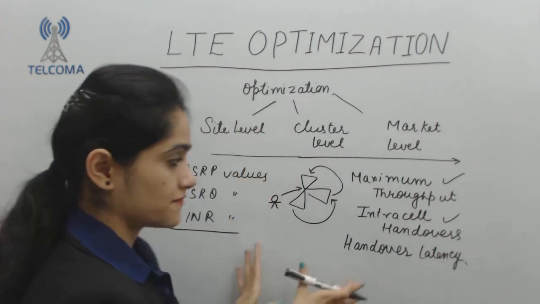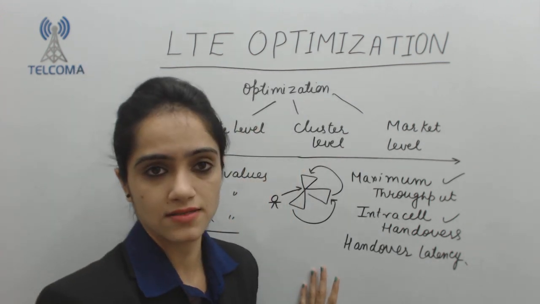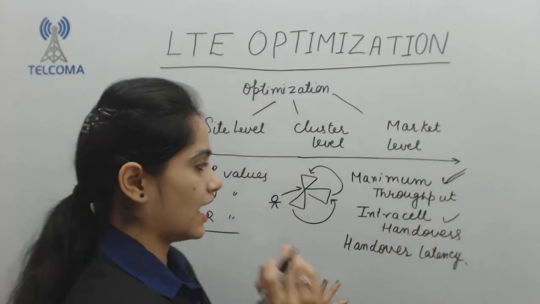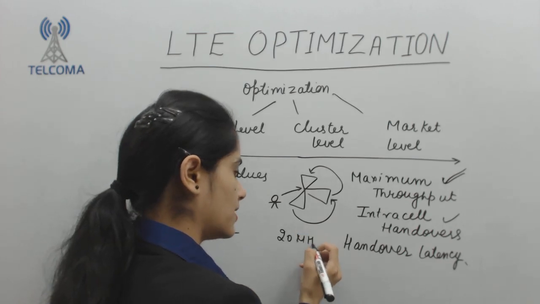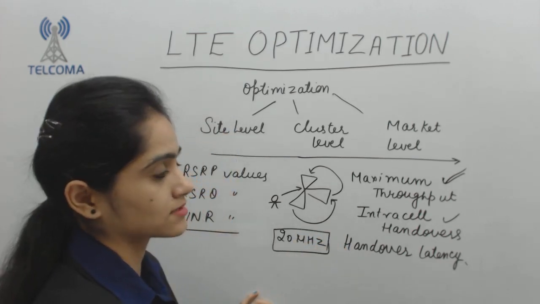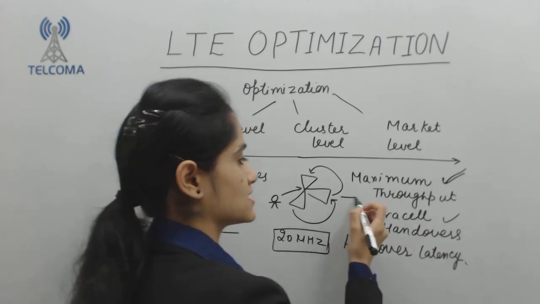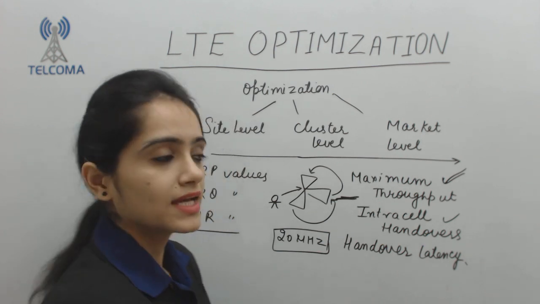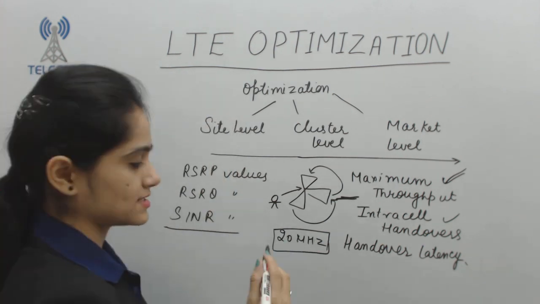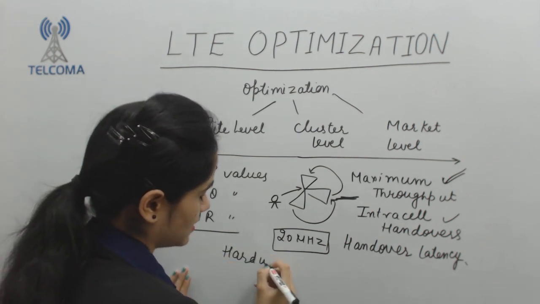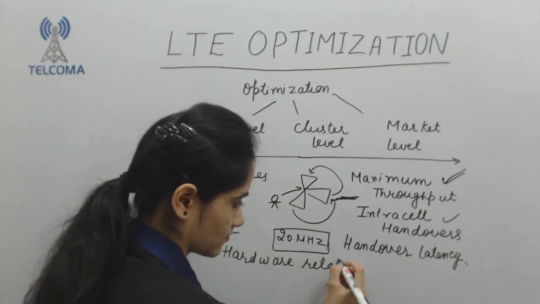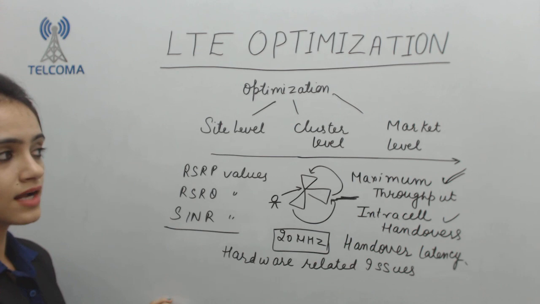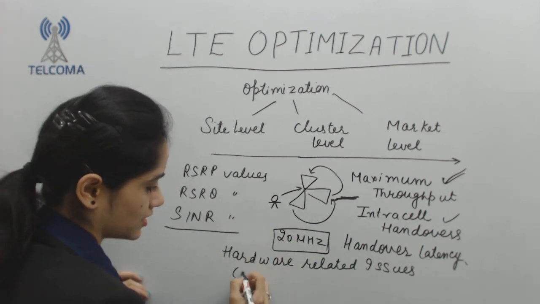Now what happens if there is some problem in the single cell function test? That means we are not getting the maximum expected throughput. We have used a bandwidth of 20 megahertz, but in the results we are not getting the maximum throughput. That means you are having some issues, so we require to find that out in the single cell function test. In the single cell function test, the optimizer has to find out all hardware related issues, or any issues related to configuration.